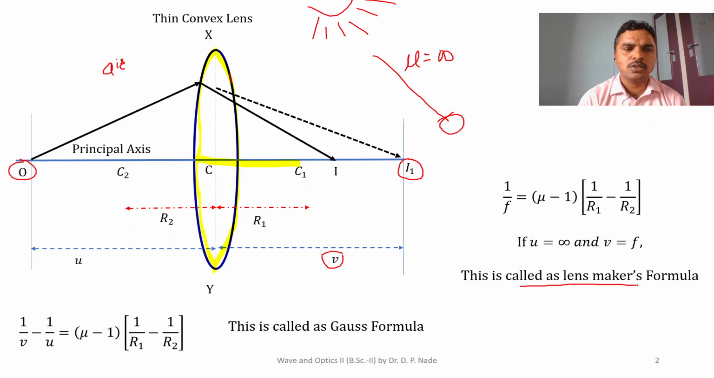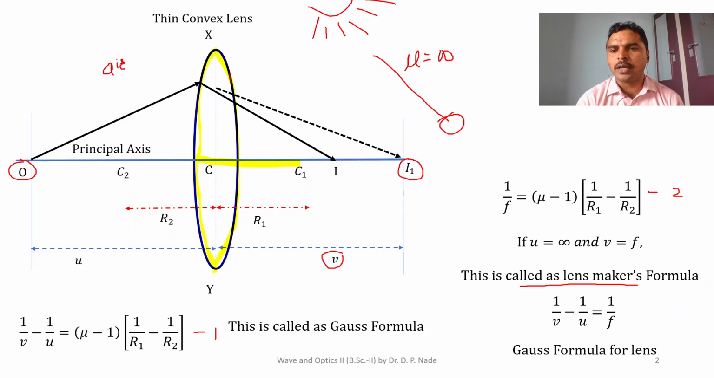From these two equations, equation number 1 and equation number 2, we can say that 1/V minus 1/U is equal to 1/F, and this is called the Gauss formula for the lens.